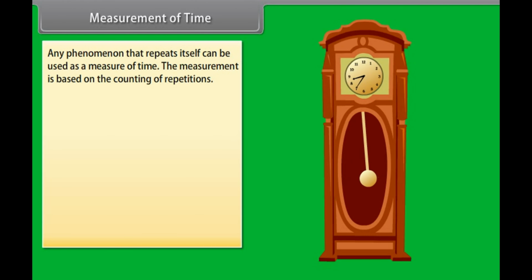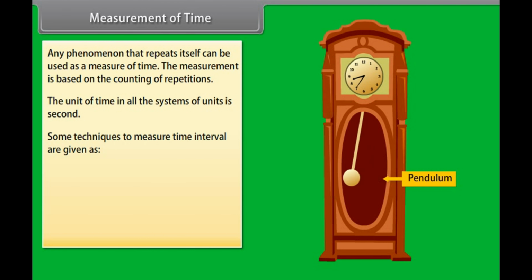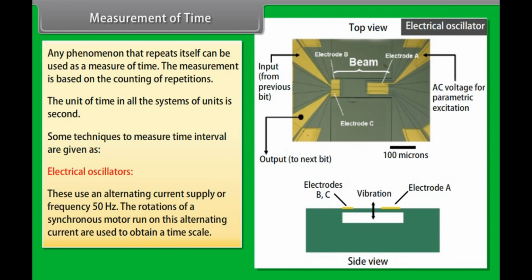Measurement of time. Any phenomenon that repeats itself can be used as a measure of time. The measurement is based on the counting of repetitions. The unit of time in all the systems of units is second. Some techniques to measure time intervals are as follows. Electrical oscillators: these use an alternating current supply of frequency 50 Hz. The rotations of a synchronous motor run on this alternating current are used to obtain a time scale.